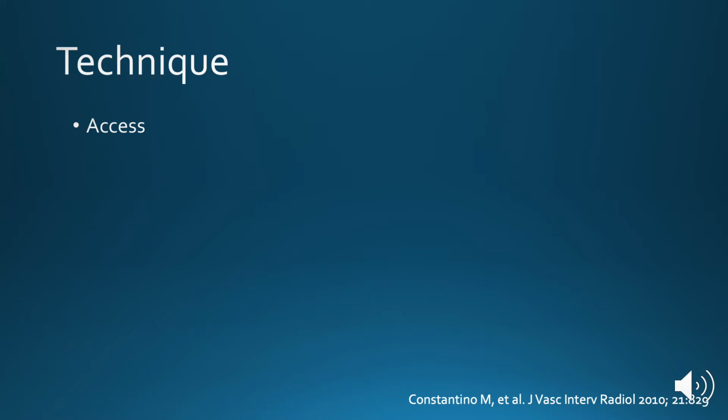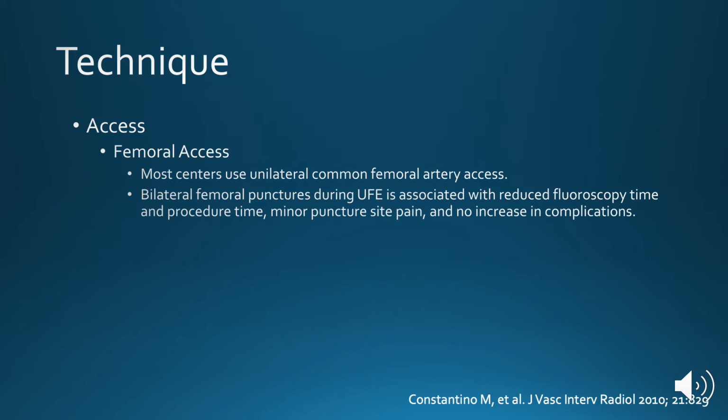Every UFE procedure begins with arterial access. Most centers use unilateral common femoral artery access for their procedures. A small number of centers use bilateral femoral punctures for fibroid embolization because this is associated with reduced fluoroscopy time and procedure time without an increase in complications. The only issue there is that you need 2 skilled operators in order to pull that technique off.